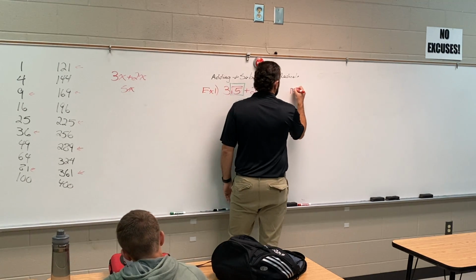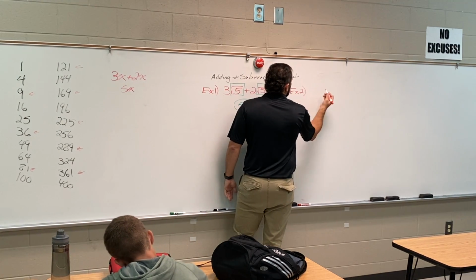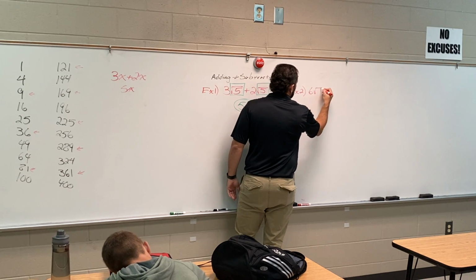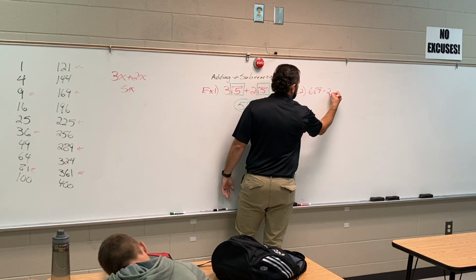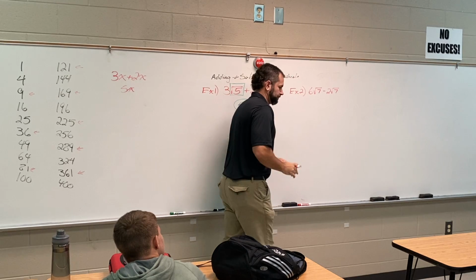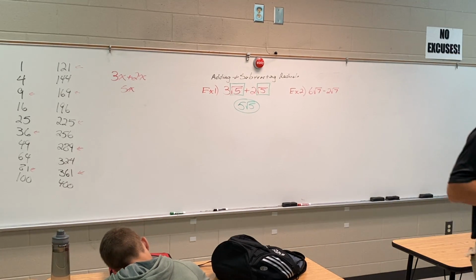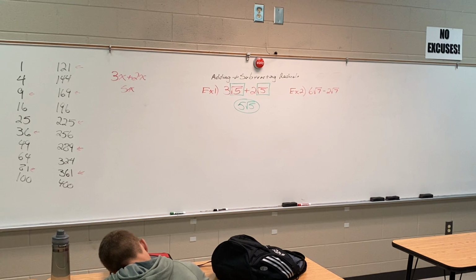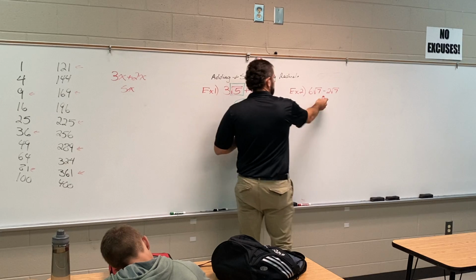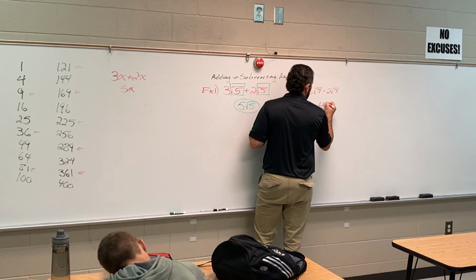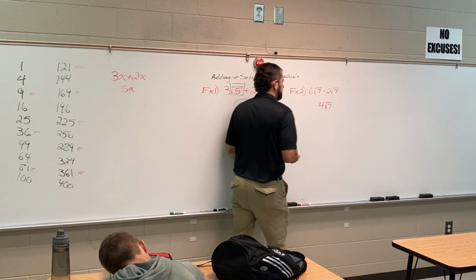Example 2. Let's do 6 square root 7 minus 2 square root 7. Do I have quote unquote like terms? Yep, they're both square root 7. So I can just subtract 6 minus 2. We got 4 square root 7.